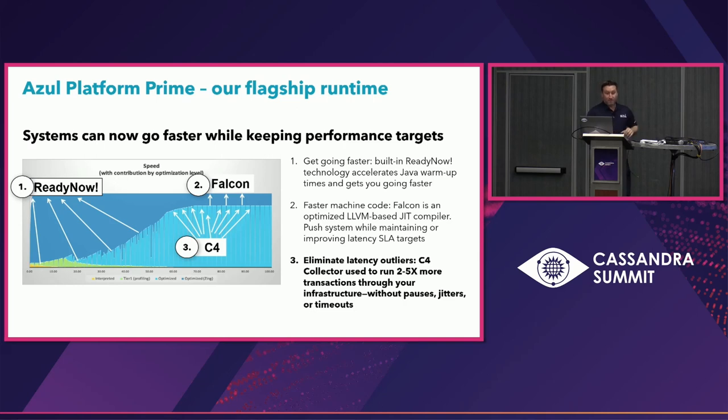And this is all done by our Falcon JIT compiler. So that's what that name there, number two, is. We call our JIT compiler Falcon. And our garbage collector, as you see there, number three, is called C4, the continuously concurrent compacting collector. Thank you from the audience. And our warm-up technology is called Ready Now. So those are the three names that you see up there.